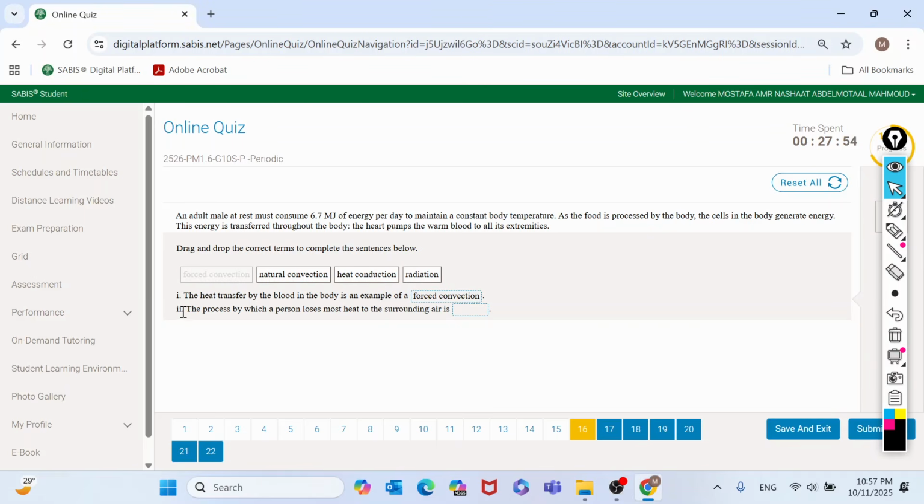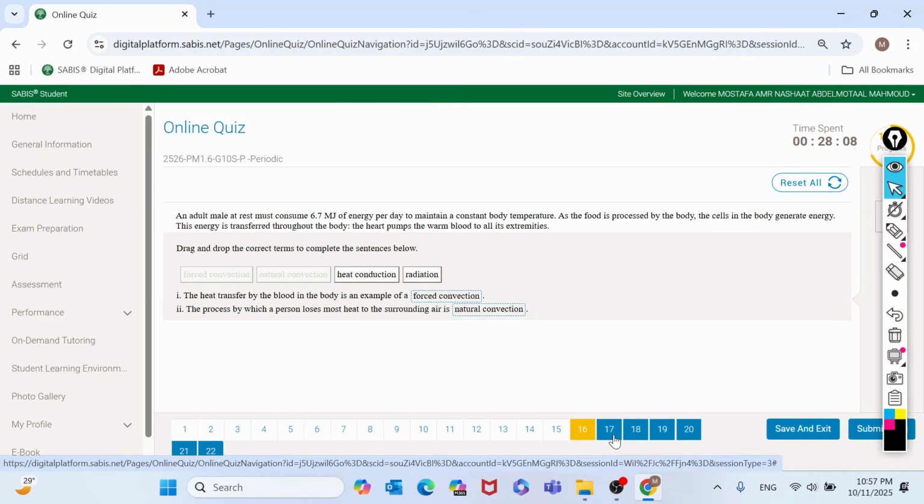Forced convection, the process by which a person loses most heat to the surrounding air. So you lose the heat by natural convection because obviously no one's blowing on you. Or if it was windy, if there were strong winds, that's forced convection because the winds are forcing the convection.